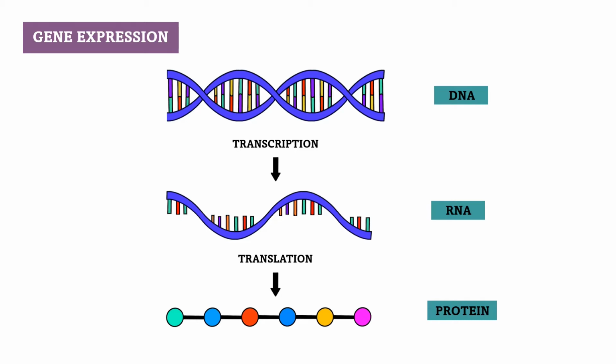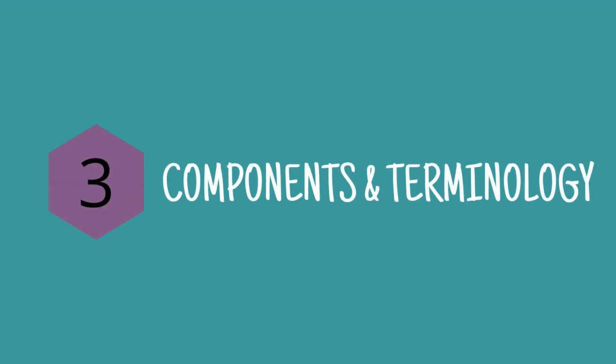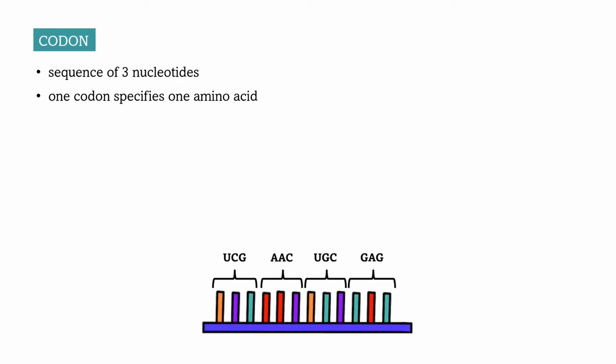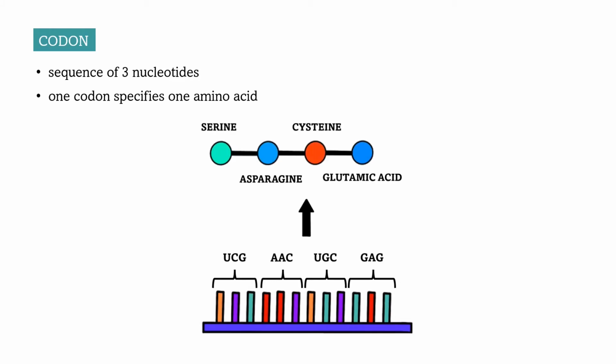Before we look at the process in detail, let's talk about all the necessary translation components and terminology to understand the process. We'll start with codons. A codon is the sequence of 3 nucleotides in the mRNA molecule. One codon specifies one amino acid. As you can see here, uracil cytosine guanine specifies serine, adenine cytosine asparagine, uracil guanine cytosine cysteine, and guanine adenine guanine glutamic acid.